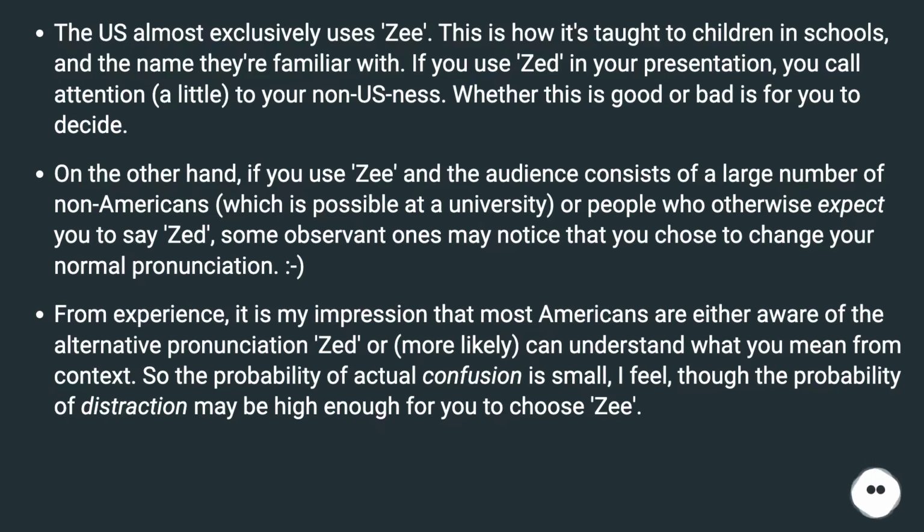Smiley face. From experience, it is my impression that most Americans are either aware of the alternative pronunciation Z or, more likely, can understand what you mean from context. So the probability of actual confusion is small, I feel, though the probability of distraction may be high enough for you to choose Z.